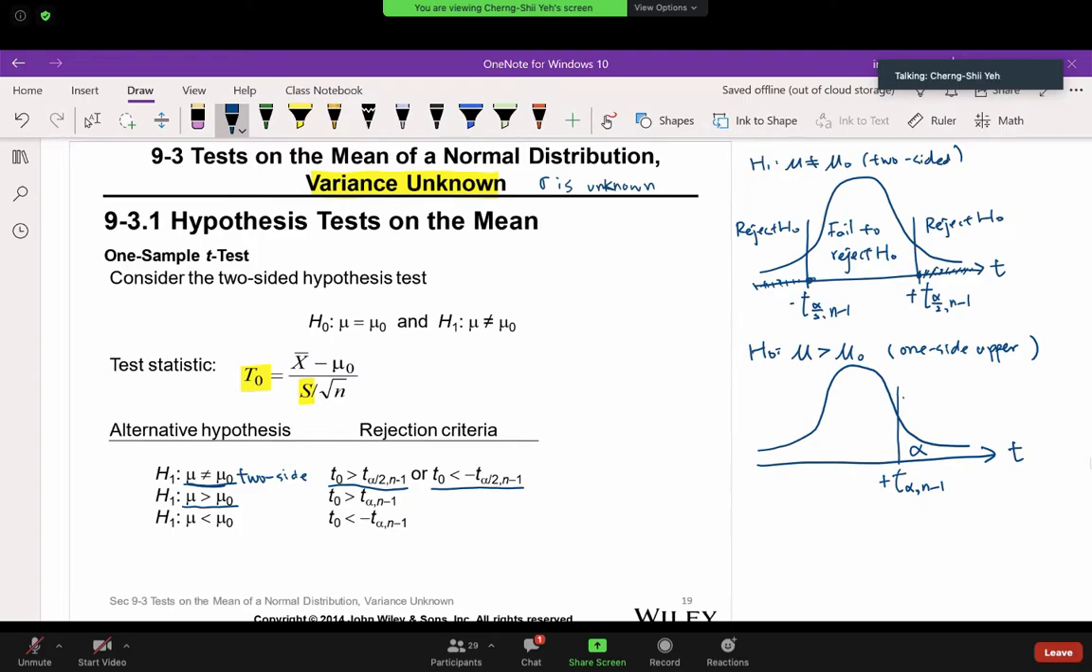Okay, so when will we reject the null hypothesis? We'll reject the null hypothesis when my test statistic is outside the confidence interval, this area. So when my test statistic is greater than t alpha, n minus 1, this area will lead to rejection of the null hypothesis. If it's below, we fail to reject.